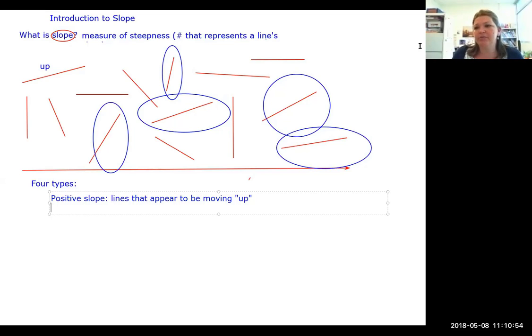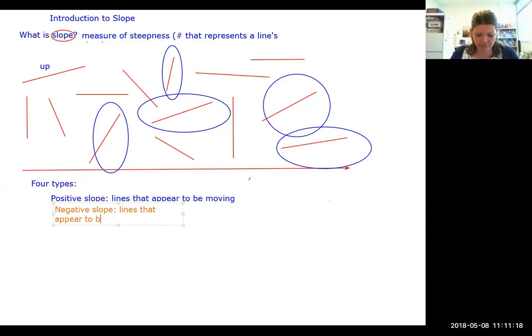If a positive slope is the ones that are moving up, well then goodness, I'm going to guess that the opposite would be a negative slope, and hopefully you would guess that as well. So it's like, okay, if a positive slope is going up, I bet that a negative slope is the lines that appear to be moving down.